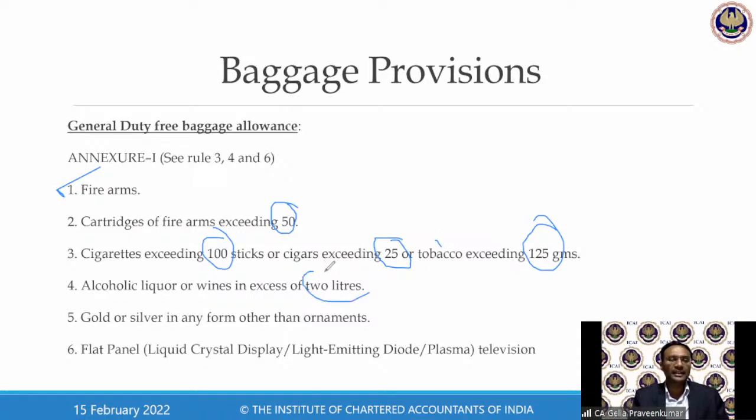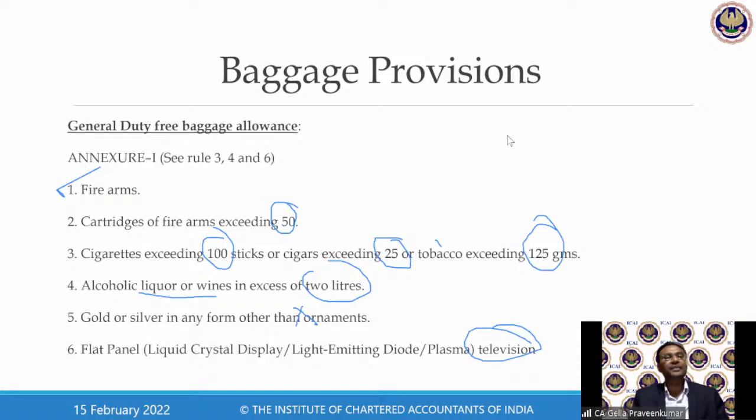Alcohol, 2 liters. Alcohol, that is liquor or wine, 2 liters. Gold or silver in any form other than ornament. Flat TV, that is your flat TV. Now, these are the items which are permitted, and beyond this 50, beyond 100, beyond 25, beyond 20, 125 or ornament. These are the items which are excluded.